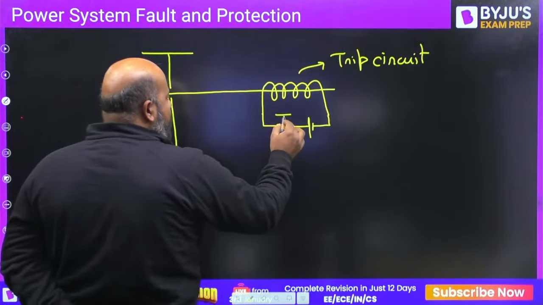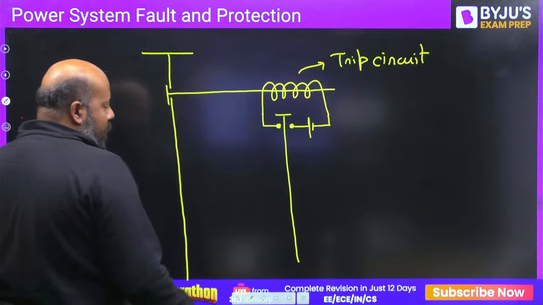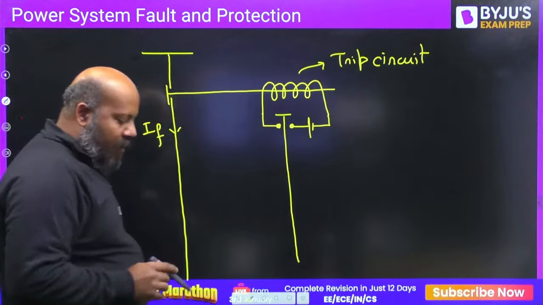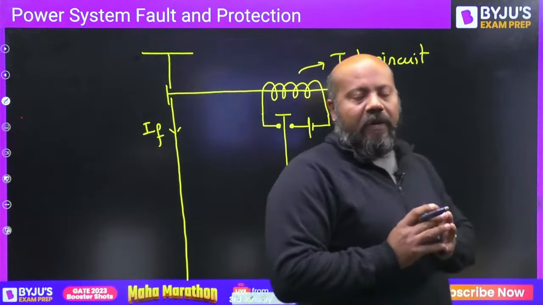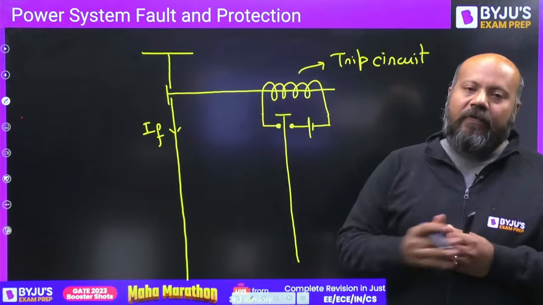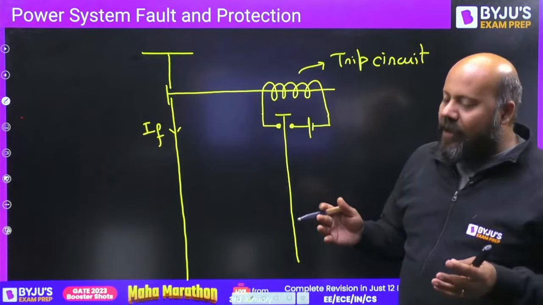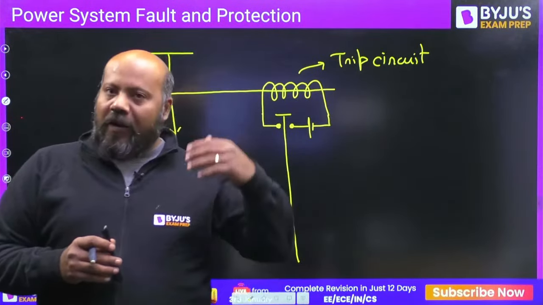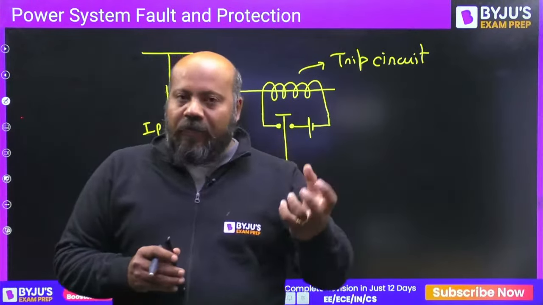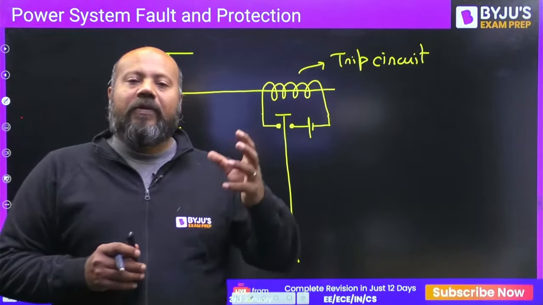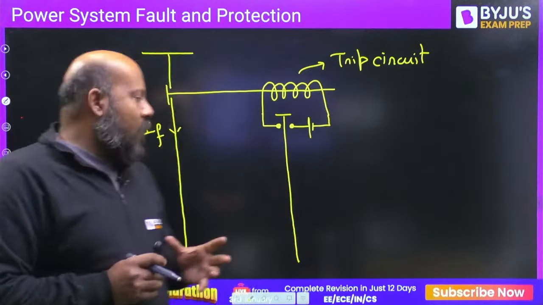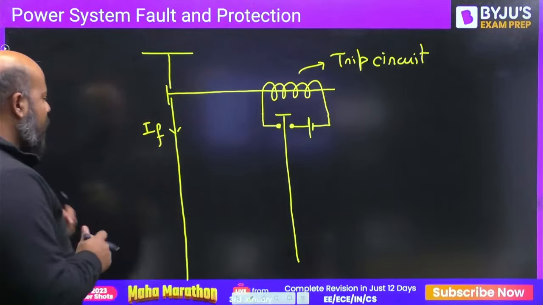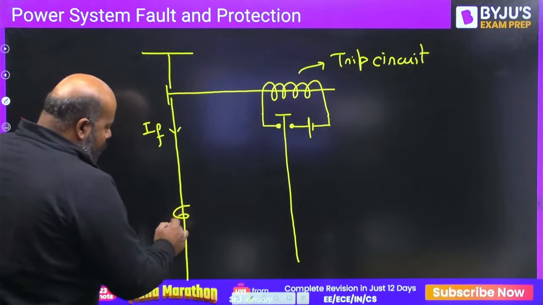Now, this is the plunger connected to the trip circuit. Now, this line is going to have the fault current. If you want to deal with the detection of fault, you obviously want to deal with a lesser value of current. Why? Because fault current is going to be very high. If you want to measure that current, compare that current, or take some decision, it is difficult to operate with the fault current. So what we do, we transform this current into a smaller value by using a current transformer. So this is our current transformer.